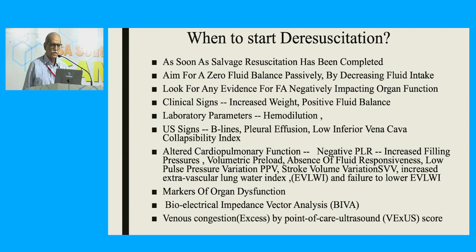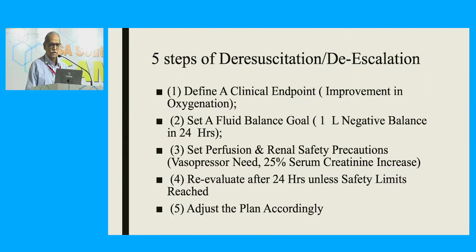You will see an increased extravascular lung water index or a failure to lower the EVLWI. You can also see markers of organ dysfunction coming up, and you can measure the bioelectrical impedance vector analysis, the BIVA, and also use the new VExUS score, that is the venous congestion or excess by point-of-care ultrasound score, which will give you an indication that you have to start de-resuscitation.